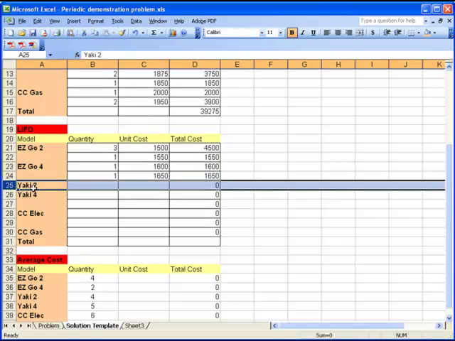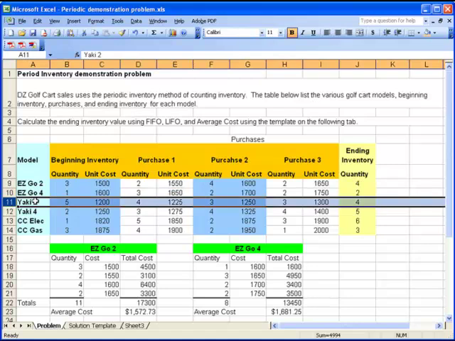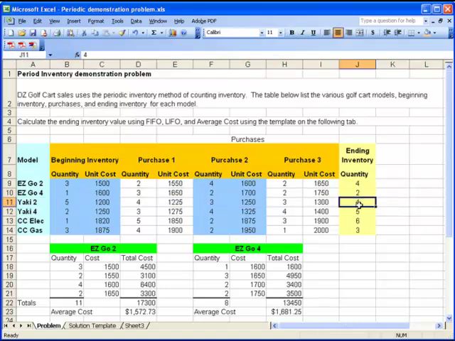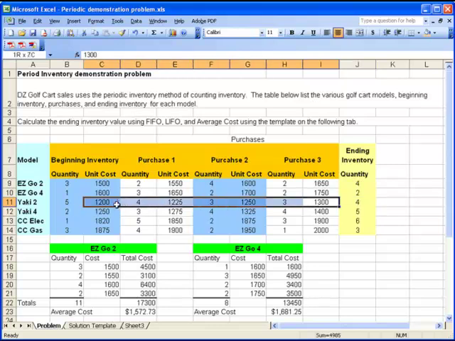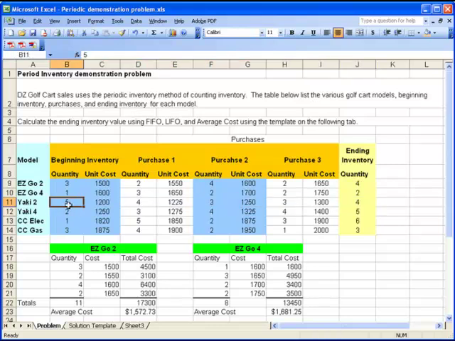And we move on to our next one, which is our Yaki 2. And our Yaki 2 is right here. Our inventory is made up of 4. And again, with LIFO, these have all been sold. So we see that our ending inventory will consist of 4 of these at 1200.